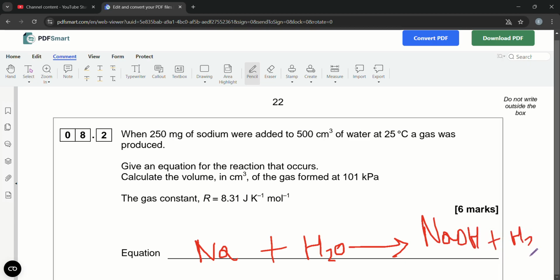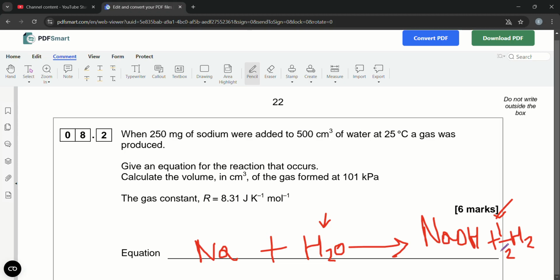plus H2, but obviously the hydrogen in this case is going to be a half, because if it was not a half then it would be 3 hydrogens on the right hand side and 2 hydrogens on the left hand side, which is not correct. It needs to be balanced, so we put a half there. So Na plus H2O arrow NaOH plus a half H2.